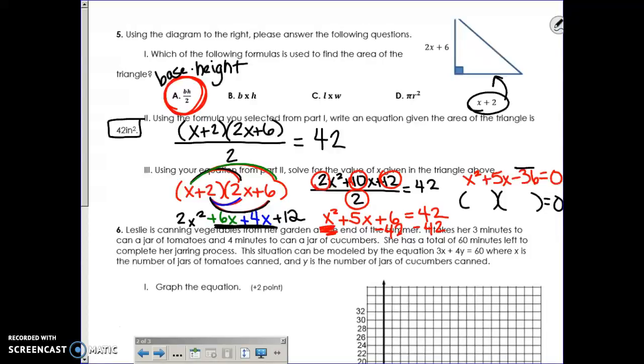Remember, that's where you take the t-chart of 36. I'm going to go up just because I don't have a ton of room. 1 and 36, 2 and 18, 3 and 12. You can divide these on your calculator if you don't know the numbers. 6 and 6. Okay, the only two numbers that multiply to 36 but also subtract to 5 are 4 and 9.